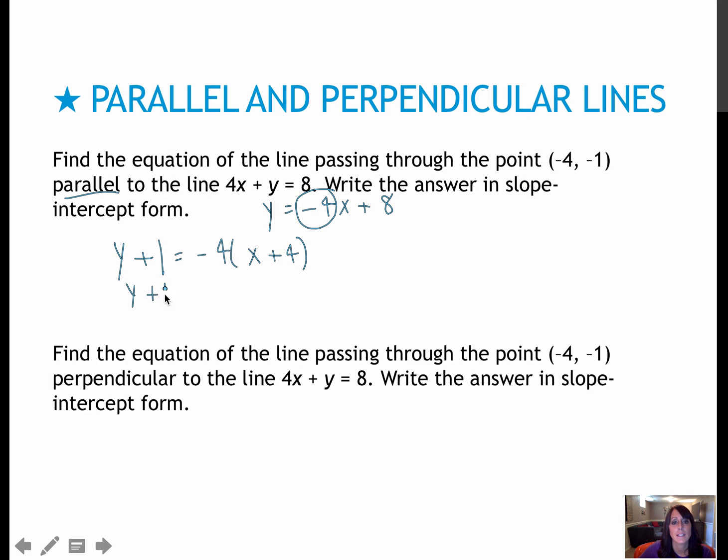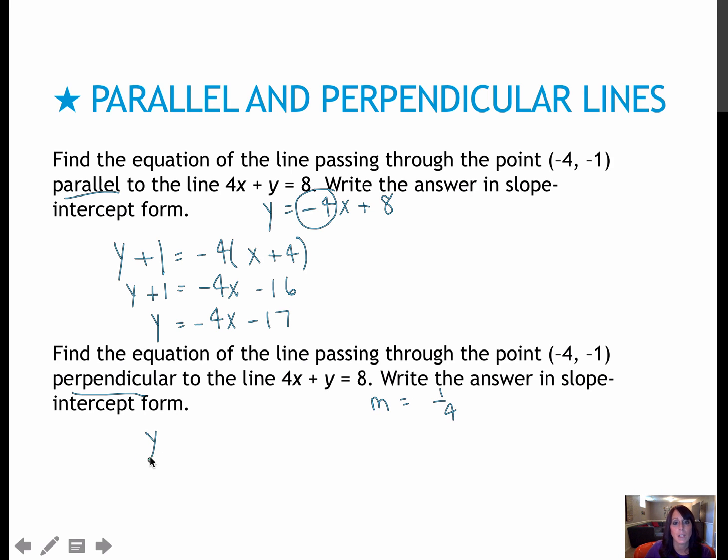This side stays the same. On the right side, I distribute. And then I'm going to subtract 1 from both sides to get y equals negative 4x minus 17. For my perpendicular, I'm going to take negative 4, flip it upside down, and change the sign. So my slope will be positive 1/4.